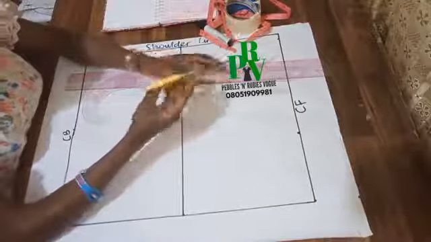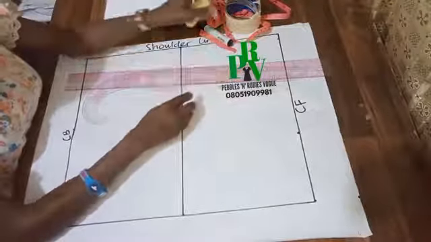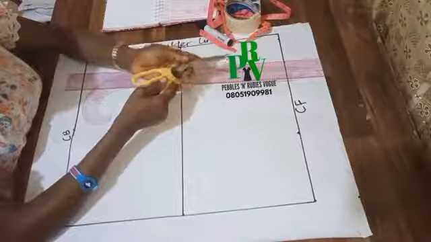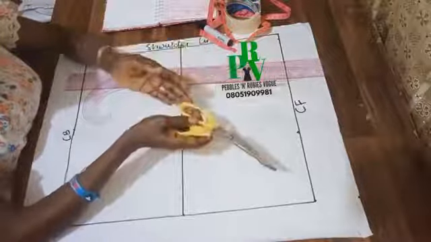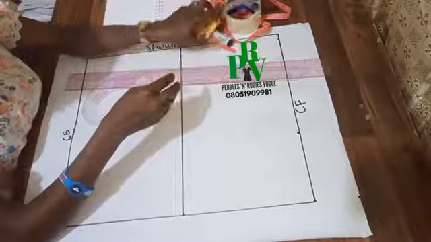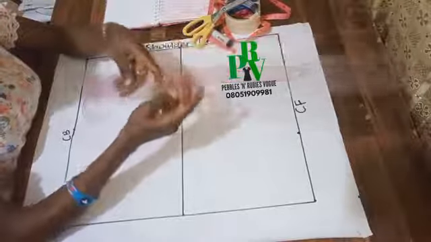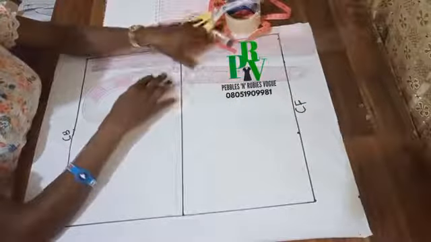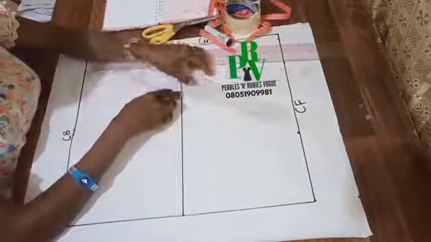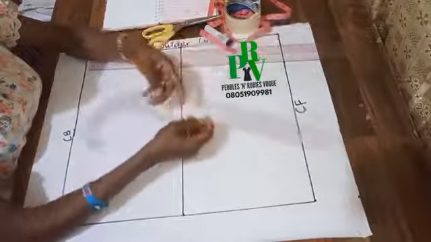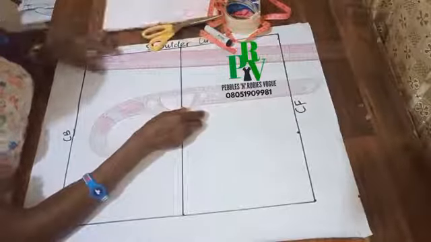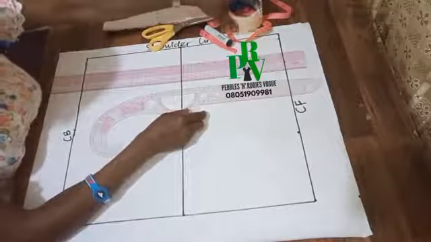Then we need the paper scissors. You should have a separate scissors for cutting your fabric and paper. So a separate one for the pattern paper and a separate one for your fabric. It's advisable, okay? Then we need a long ruler, the straight ruler. Then we need the French curve or any other curve ruler you have or you can purchase, okay?